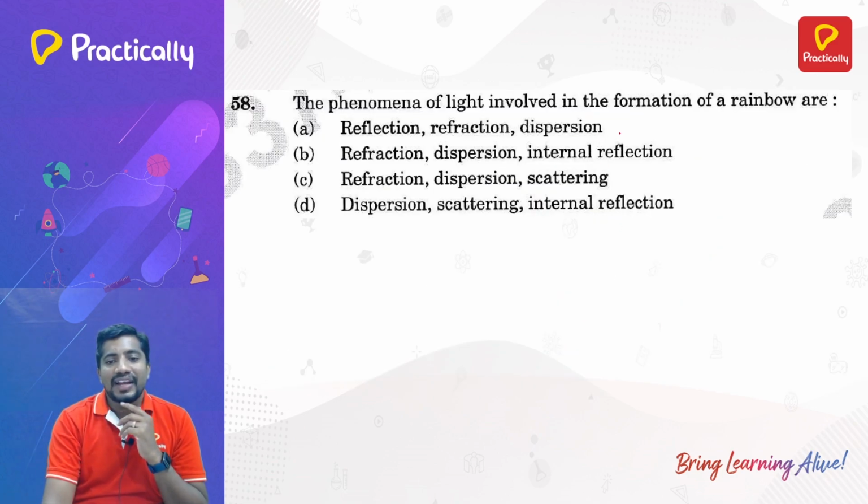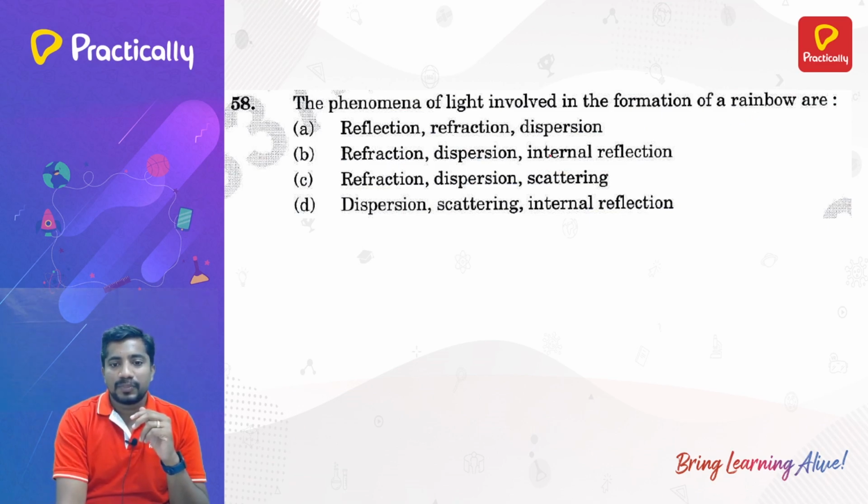The phenomena of light involved in the formation of a rainbow. As I said, it's refraction, dispersion, internal reflection. Option B.